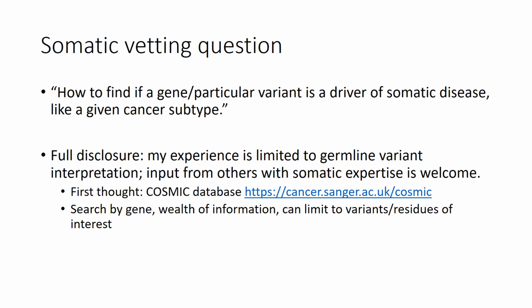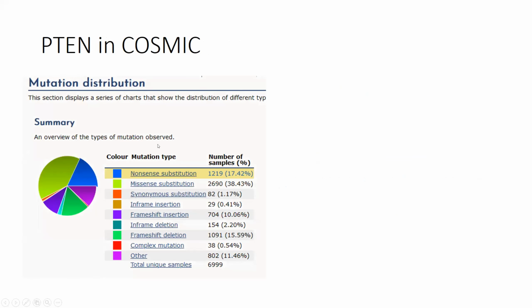I first thought of the COSMIC database. That's a place that I would go to look at whether a variant might be a hotspot variant. This database is insane. It has a wealth of information. It lets you search by genes, and it lets you narrow down to variants or residues of interest. Looking at COSMIC and PTEN, it has thousands of variants and thousands of samples that have been identified to have PTEN variants through some type of tumor testing.